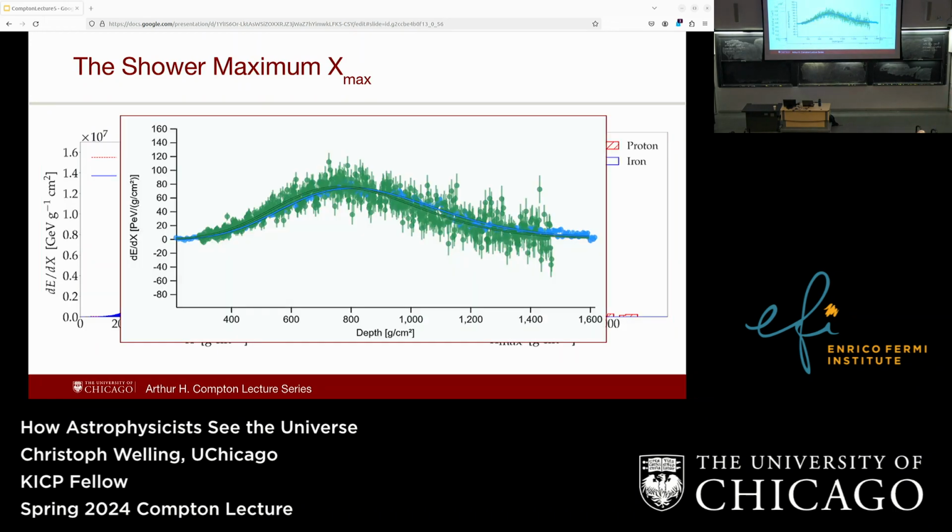So yeah, one thing I could do is, I take my fluorescence telescope, I look at all these showers, I look where do we see the shower reach its biggest extent, and then from that we can figure out, are these particles on the heavier side or on the lighter side?